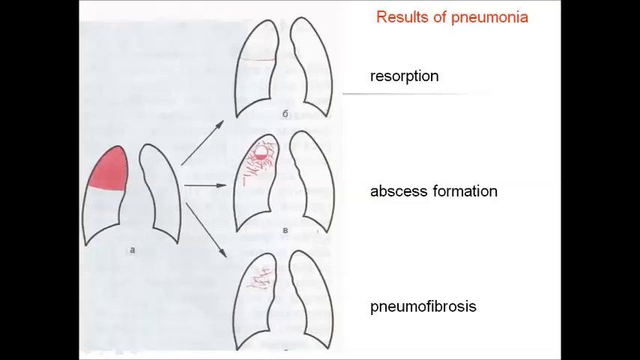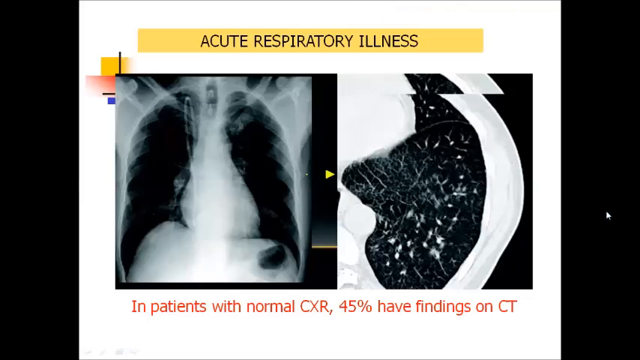Results of pneumonia: possible results of inflammation in lung tissue are complete resorption, formation of abscesses, which is a complication of pneumonia, and at last formation of pneumofibrosis for the rest of the patient's life.